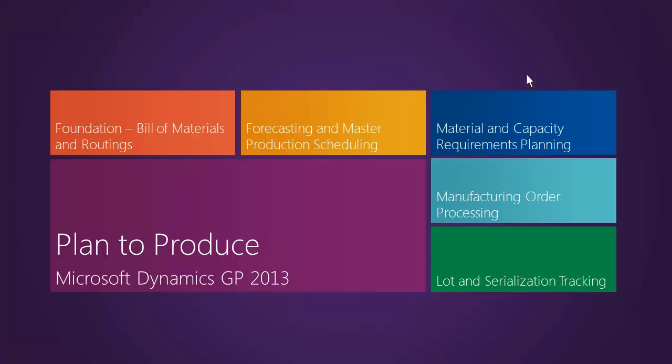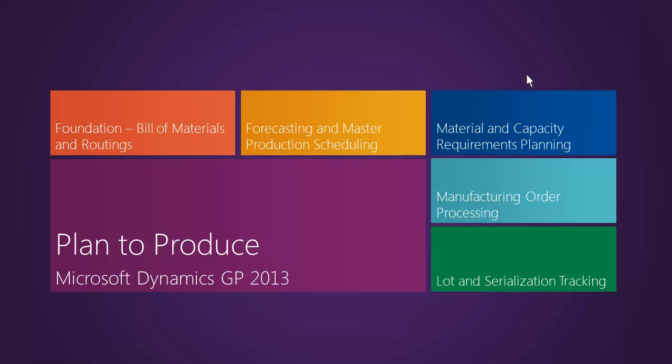Within the Plan to Produce business process in Microsoft Dynamics GP 2013, manufacturing order processing is really the execution side of it. It's where the rubber hits the road. It's where we're going to do something. Not planning, we're actually converting sub-assemblies and raw materials to finished goods.